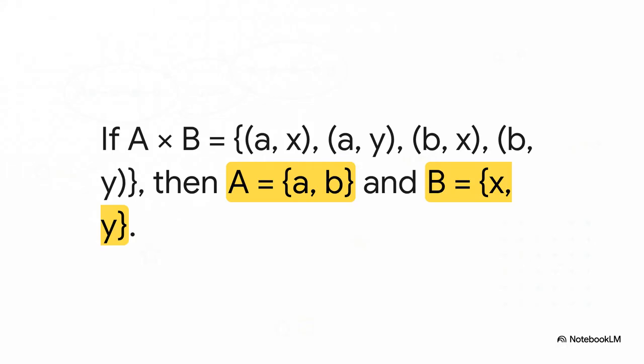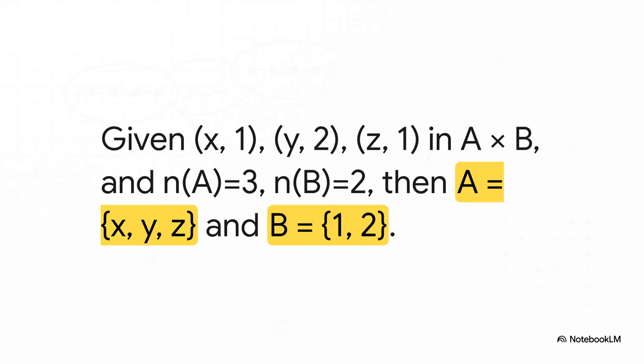So let's put that to the test with problem 6 here. If we look at all the first elements in the pairs, what do we see? We see A, B, and B. The unique ones are just A and B. That's our set A. Now for the second elements, X, Y, X, and Y. The unique ones are just X and Y, and there you go, that's set B. Done. And what's cool is this logic works even if you're only given a sample of the final product. In this problem, we can see the first elements are X, Y, and Z. The problem tells us set A is supposed to have 3 elements, so that has to be our set A. For the second elements, we see a 1 and a 2, and since set B is supposed to have 2 elements, that must be it.